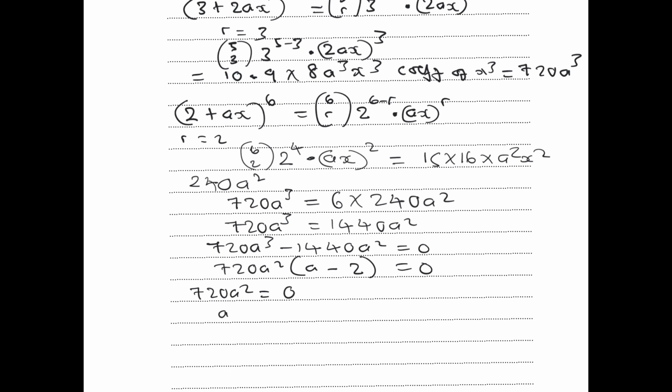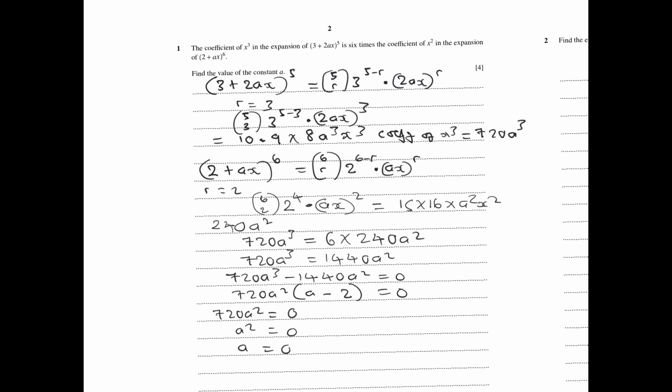So a squared is equal to 0 if you divide both sides by 720. So meaning to say that a is equal to 0. Okay, but then we wouldn't want our a to be equal to 0, because then it means that this part here is going to become 0. So we are only going to have 3 to the power of 5. So it won't be really a series.